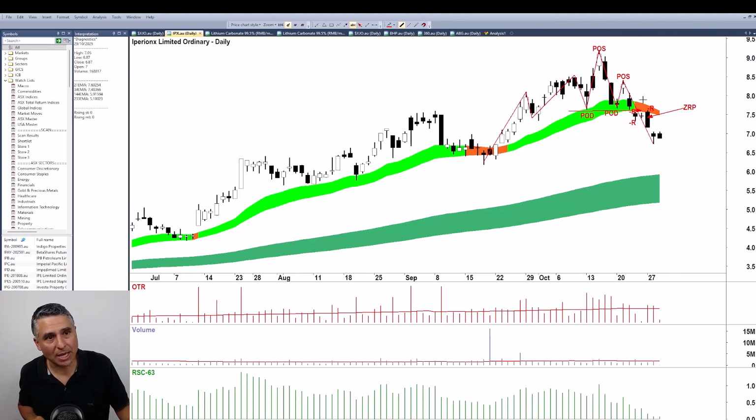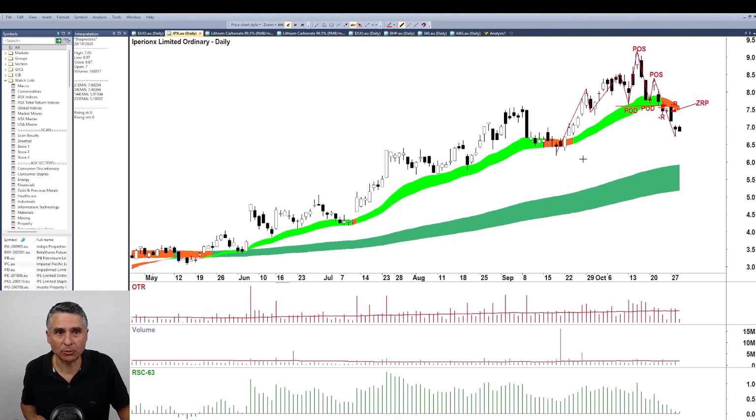Because look what's happened. We've come back up. We've tried to get back above the short-term trend ribbon, and we've had a clear-cut move back beneath it. So that's where I personally would be ZRP.